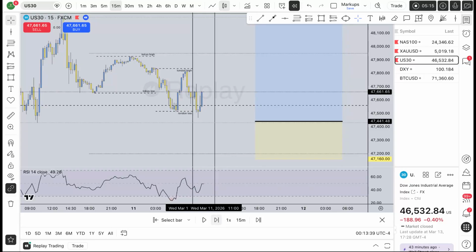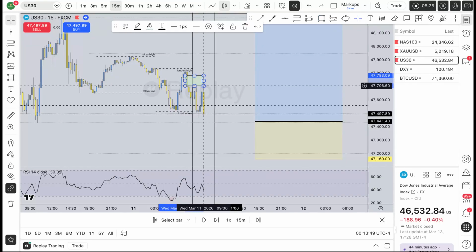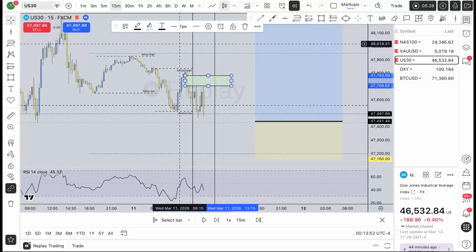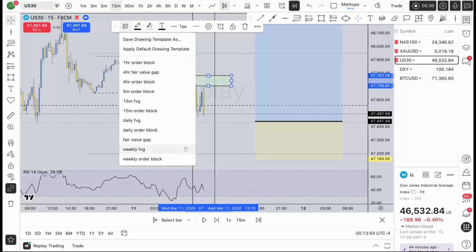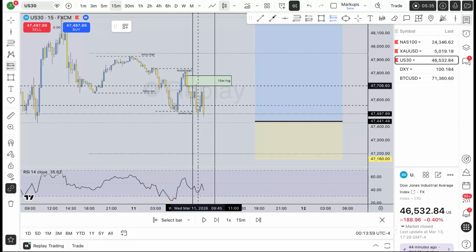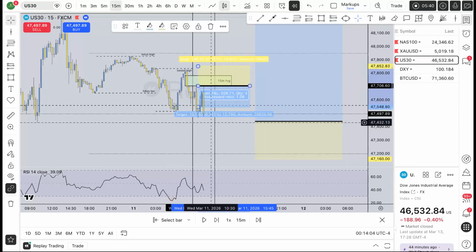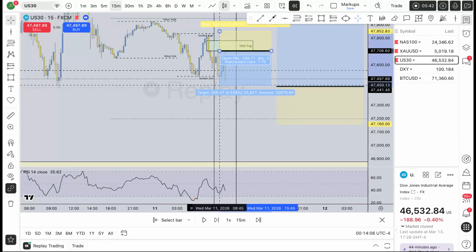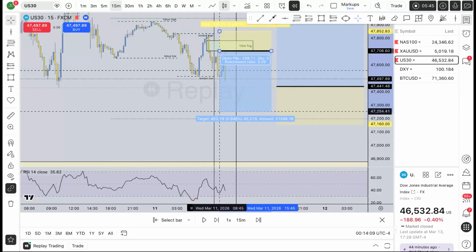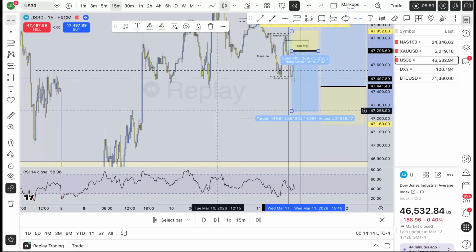Also, something that I do see is that London actually created a fair value gap. So it was our job to be able to recognize this fair value gap before New York started. So I will just mark it down. And exactly what we do for fair value gaps is we place an entry right at the top of the fair value gap with a stop loss above the most recent high. And our target is going to be 1 to 3 risk reward ratio. So it'll be down here, right into the previous displacement.